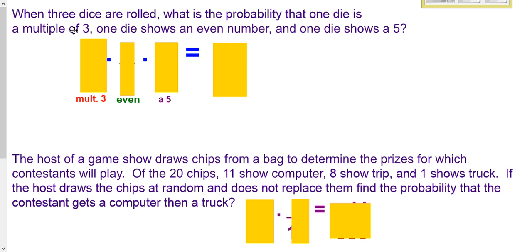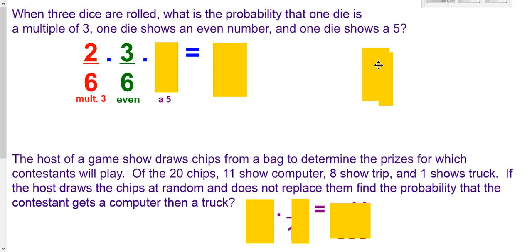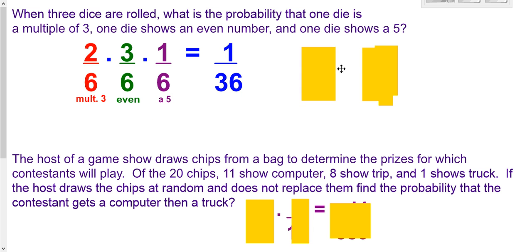So, a multiple of 3. Well, let's see, a multiple of 3 would be a 3 or a 6, so that means we have 2 out of 6 options working for us. An even number, so that would be a 2, a 4, or a 6. That's 3 out of 6 options working for us there. Or if it shows a 5, well, the only way it can show a 5 is a 5 and nothing else, so that's 1 out of 6 options there. So then we can multiply across and we get 1 out of 36.